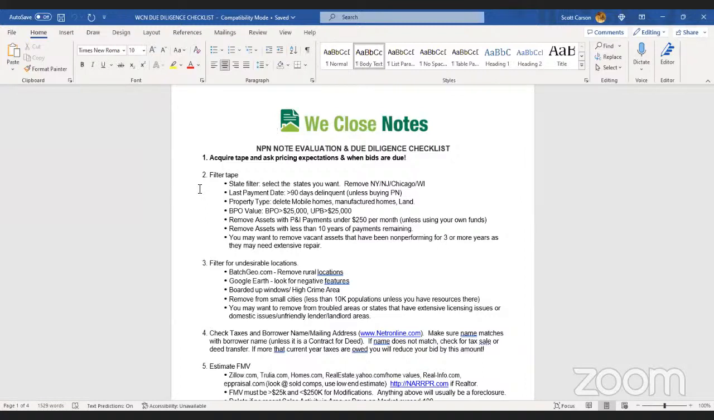I like to remove New York and New Jersey. I also get rid of Chicago because Cook County is difficult unless you live there. I also get rid of Wisconsin because Wisconsin has high property taxes. That's just my information of what I focus on, okay?